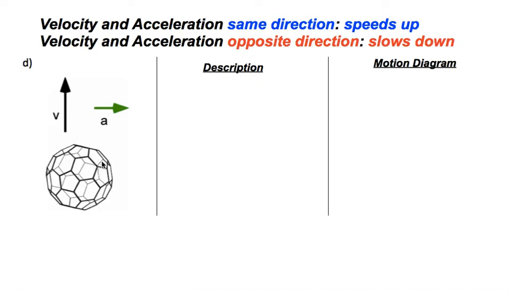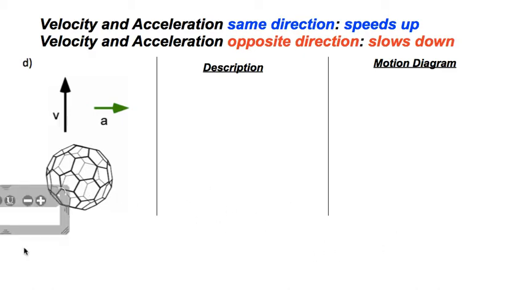Okay, problem number 2, part D. So this problem is different than almost anything we've seen so far because we have an object that's going to end up moving in two different directions. What we have is a velocity arrow pointing straight up, showing us the direction of the motion of the ball, but our acceleration arrow is pointed to the right. So for our description, we need to talk about the direction of each of those arrows and then what's going to happen to the ball.